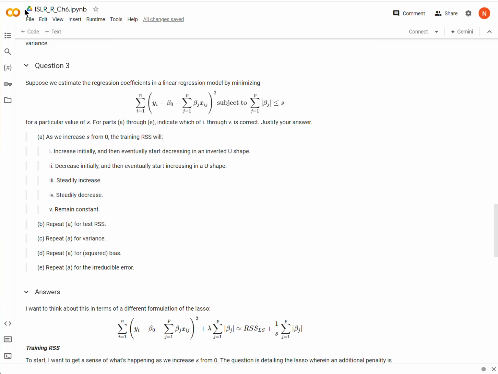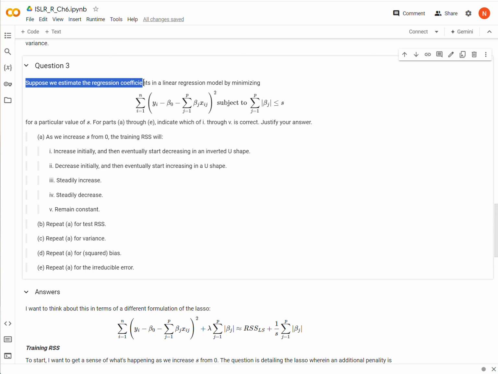Okay, so we are in Introduction to Statistical Learning, Chapter 6, and we're in the conceptual questions, question 3. Suppose we're going to estimate regression coefficients in a linear regression model by minimizing this quantity. If you're not familiar with it, this is the residual sum of squares.